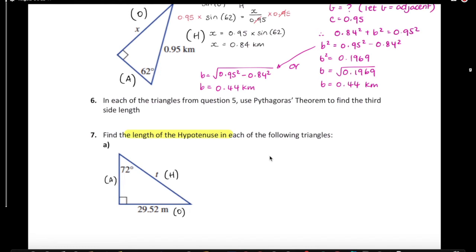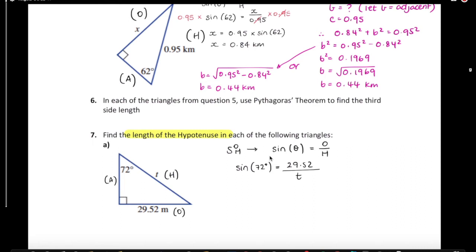So we know that when we use sine, for example, we're looking at our ratio which says SOH, and that means sine of the angle is equal to the opposite side divided by our hypotenuse. So again, filling in the information that we have, sine of our reference angle, which is 72 degrees, is equal to 29.52 divided by t.